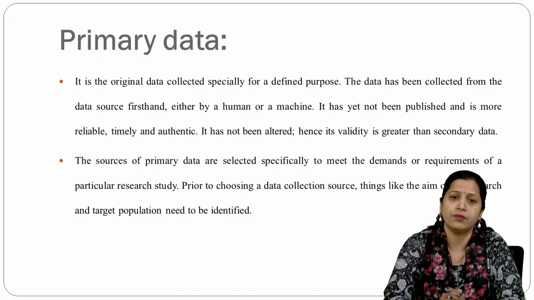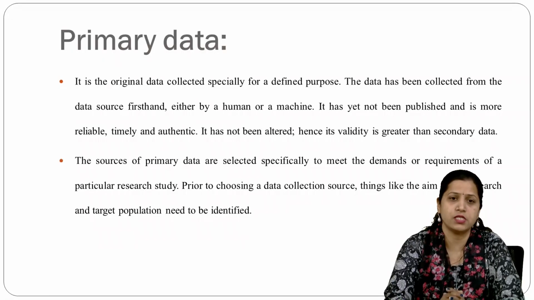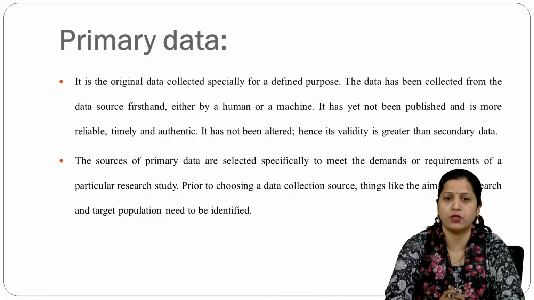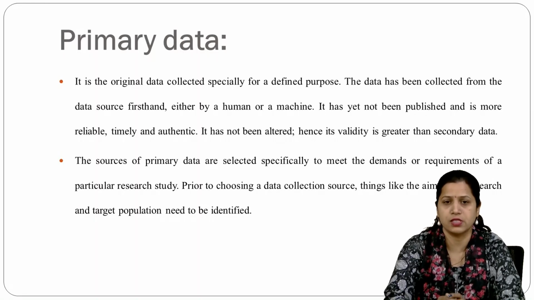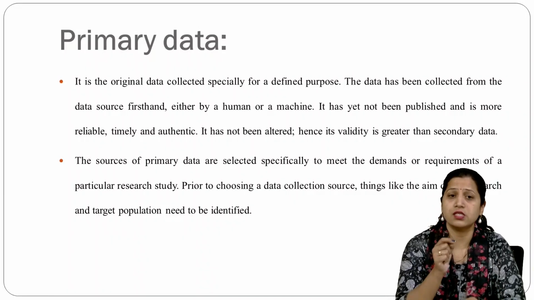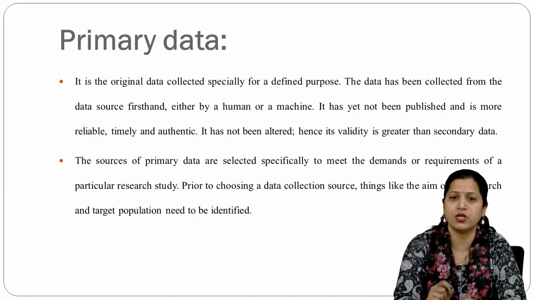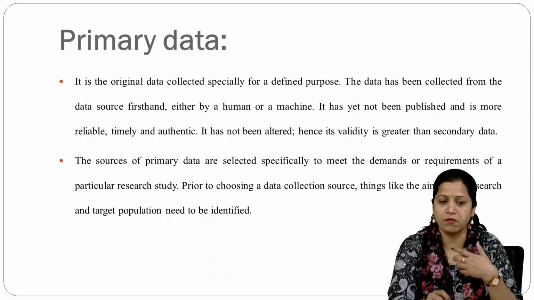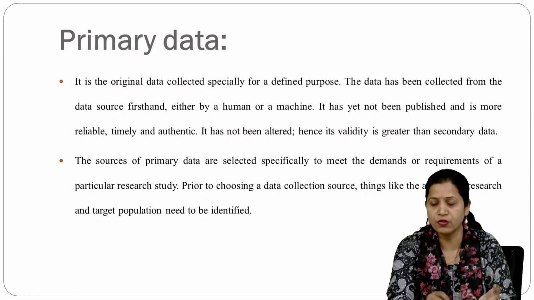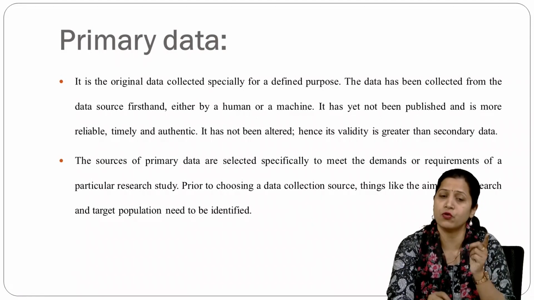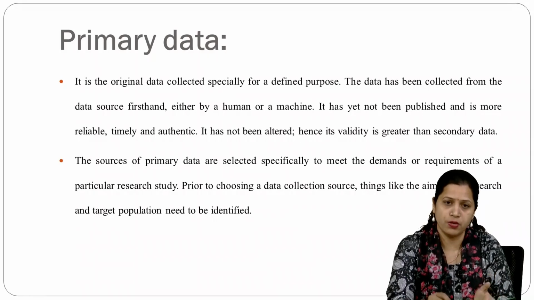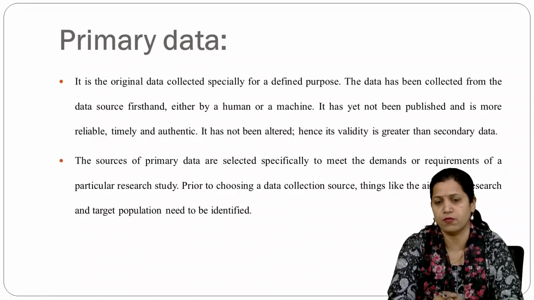Now the data types. The first data type is primary data. It is the original data collected specifically for a definite purpose. The data has been collected from the data sources firsthand, either by a human or a machine. This is very important to understand. It is the original data collected specially for a definite purpose. The defined purpose we already know, and this data is collected from the data source firsthand, which we are getting for the first time. It may be collected by a human or by a machine.